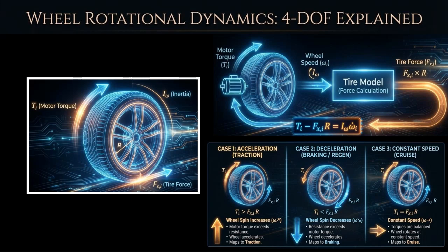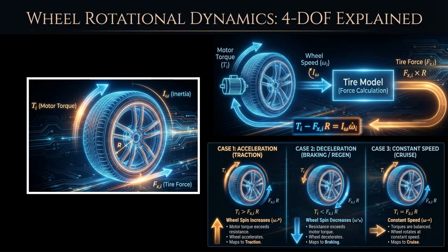An EV wheel is where opposing effects meet. The electric motor applies a driving torque, while the tire-road contact resists it through a longitudinal force acting at the tire radius. The wheel's rotational inertia sits between these two influences, determining whether the wheel speeds up, slows down, or maintains constant rotation. When the applied motor torque exceeds the resisting tire torque, the wheel accelerates and traction is produced. When the motor torque is lower, the wheel slows down, corresponding to braking or regeneration.